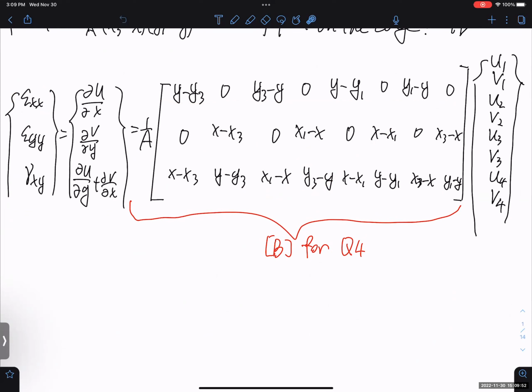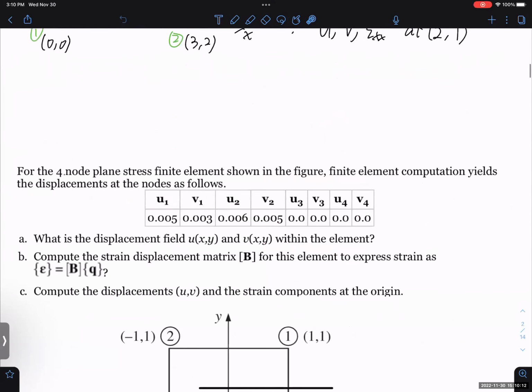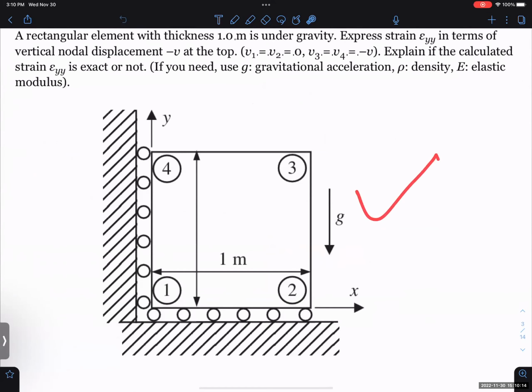Remember, in the CST element, everything is about coordinates. There's no variable X and Y there. So it means that it cannot represent a linear change of stress or strain in the X and Y direction. But this one has X and Y. So please understand this part. And let's talk about this one at the same time.